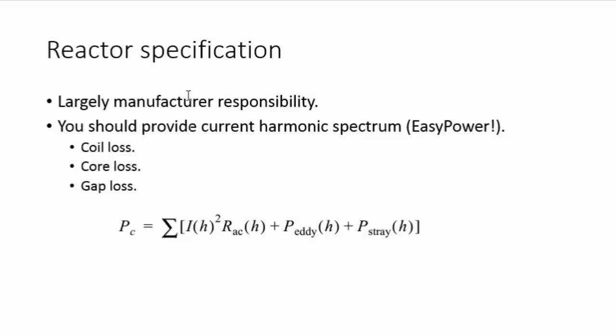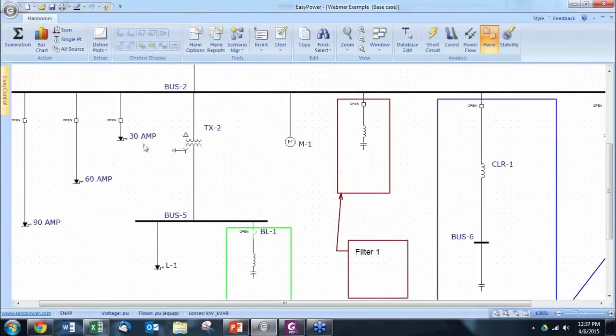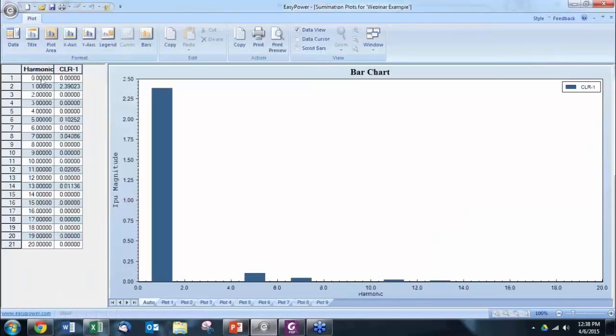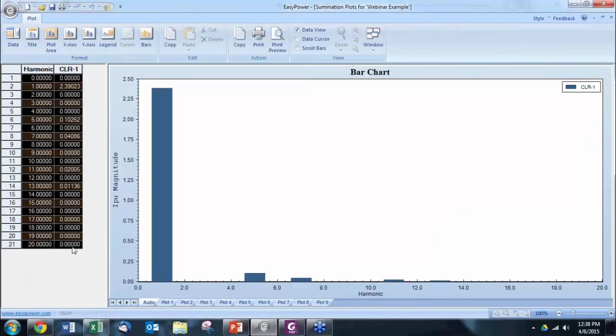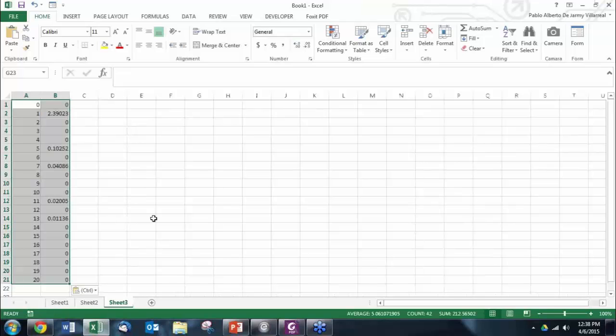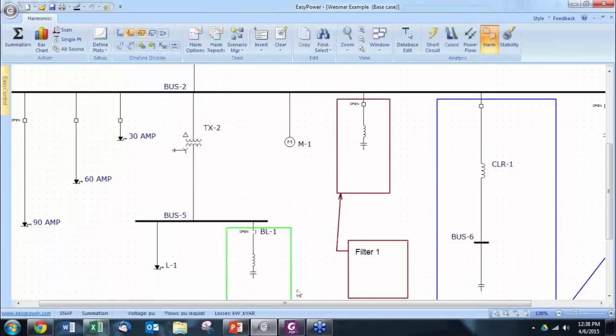Now, how do you provide the manufacturer with a harmonic spectrum? Of course, using EasyPower. Let's say that we made the system, and then we want to specify this reactor, the CLR1. You must send the manufacturer the expected harmonic spectrum of the filter. So it really is very simple. You only take this and copy it to an Excel file, and that's it. That's what the manufacturer expects to receive, to design the reactor specifically for that harmonic spectrum.